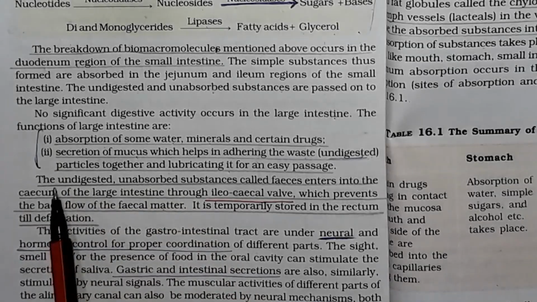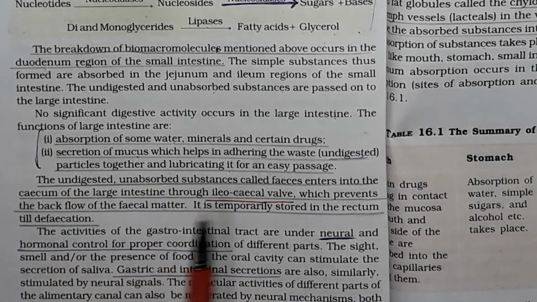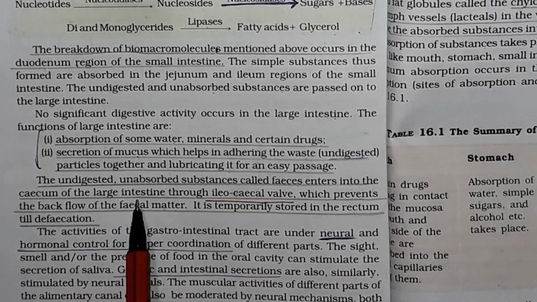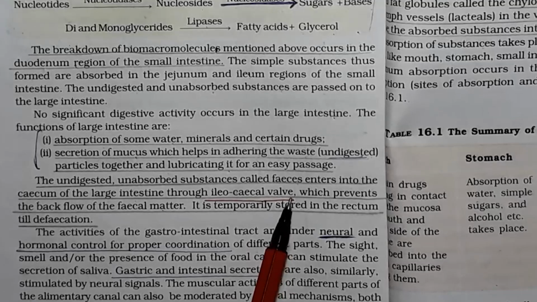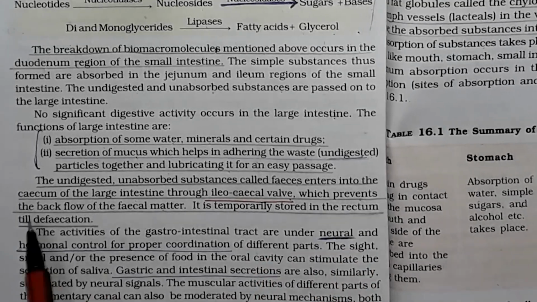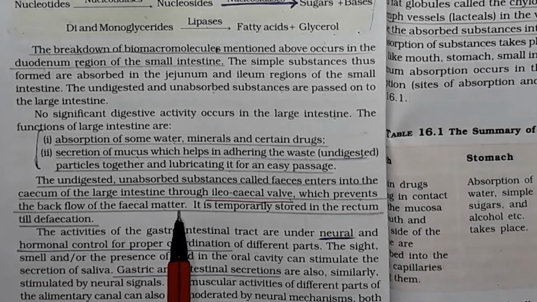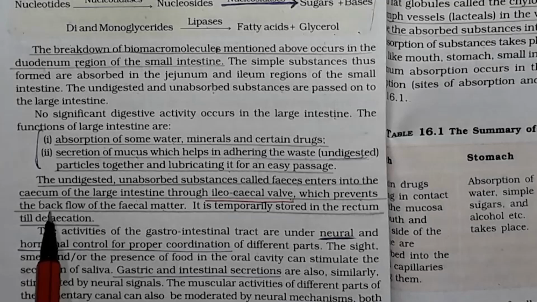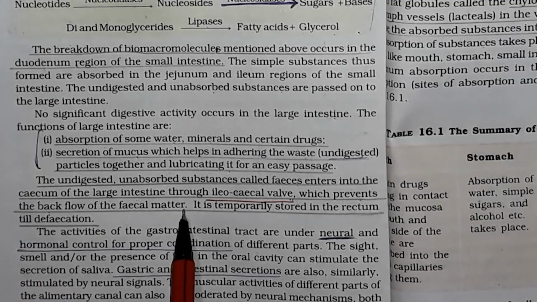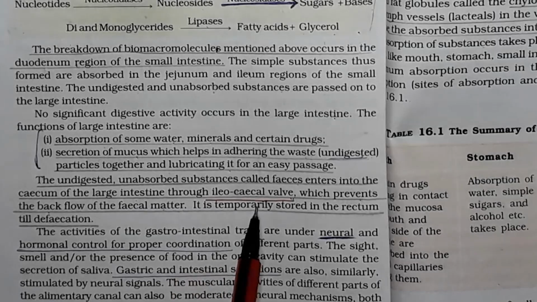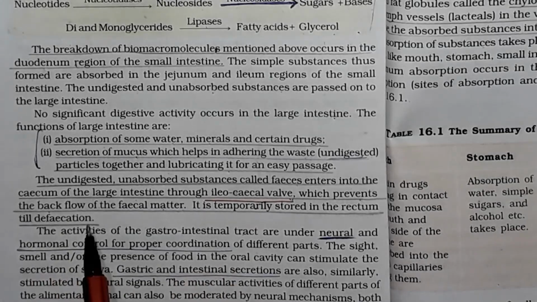Next comes the undigested and unabsorbed substances, called feces, which enter into the cecum of the large intestine through the ileocecal valve that I have already taught you earlier, which prevents the backflow of the fecal matter. So this ileocecal valve prevents the backflow of the fecal matter back into the small intestine from the large intestine. So it is temporarily stored in the rectum till defecation.